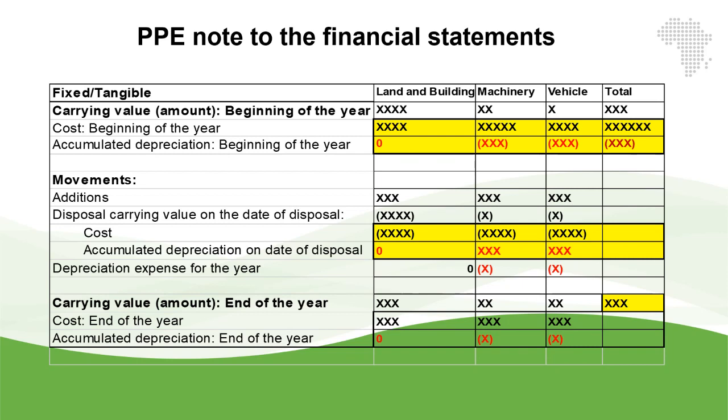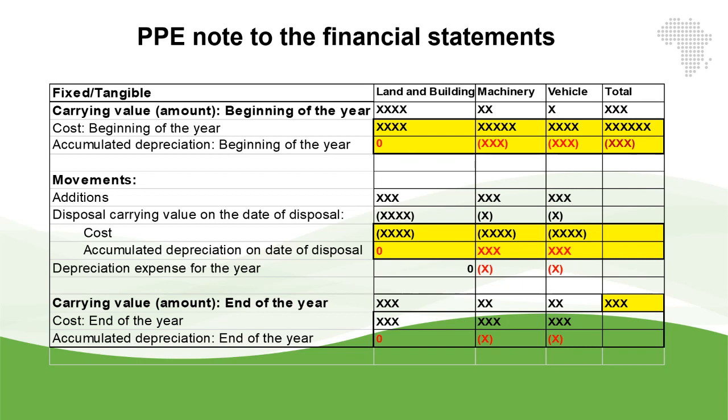At the beginning of the year, we're going to have the carrying amount at the beginning of the year, which means it is the carrying amount at the closing of the previous year. So then how do we determine the carrying amount? You're going to say cost at the beginning of the year less the accumulated depreciation at the beginning of the year.